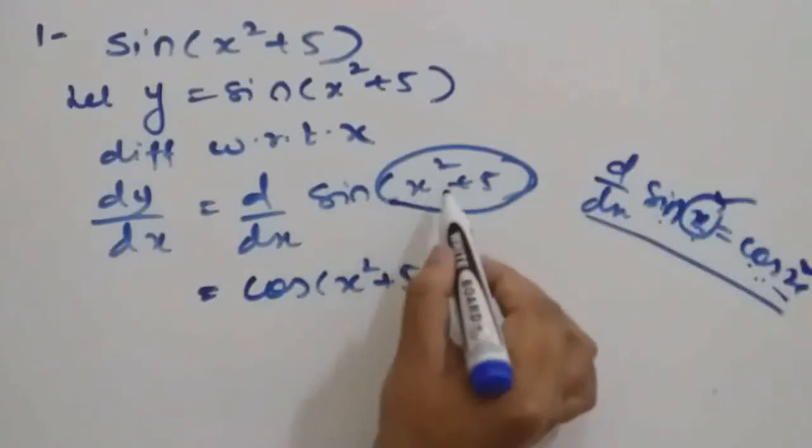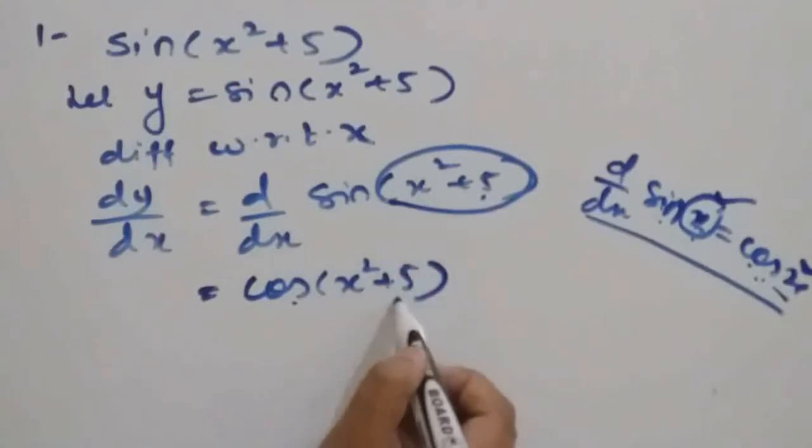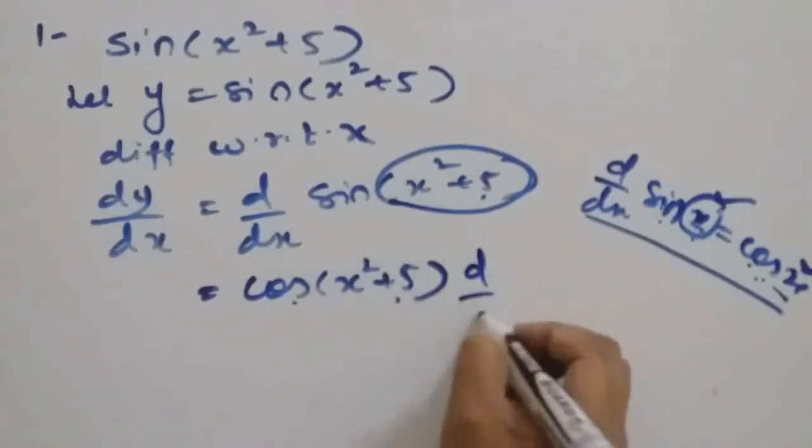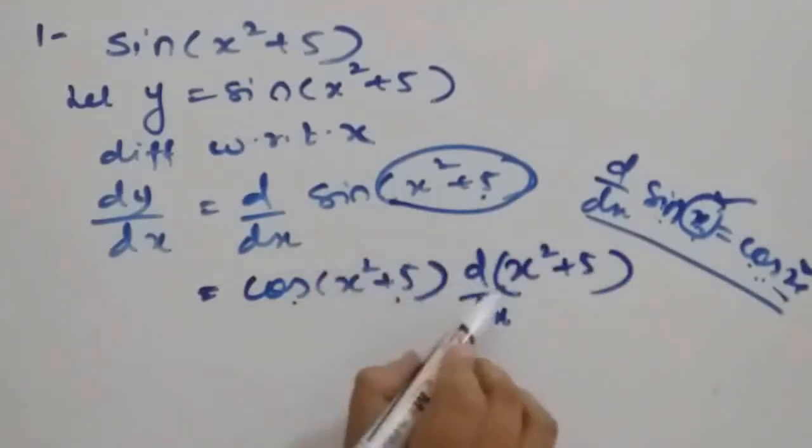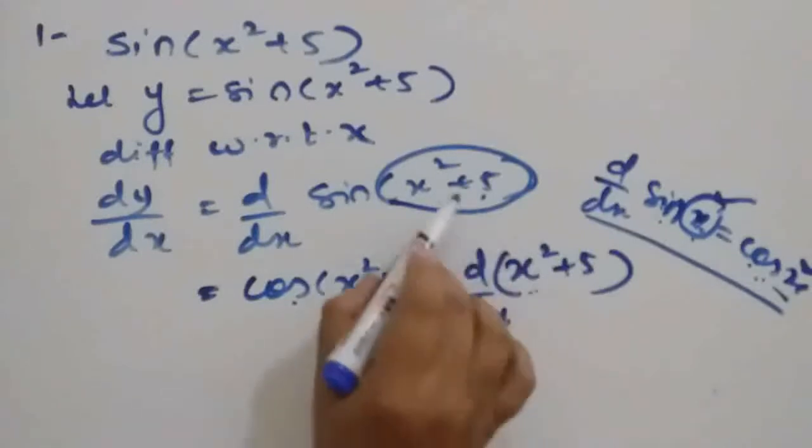So sin(x² + 5), so cos of (x² + 5). But after that, multiply this with the derivative of the composite function. Which function is other than x?